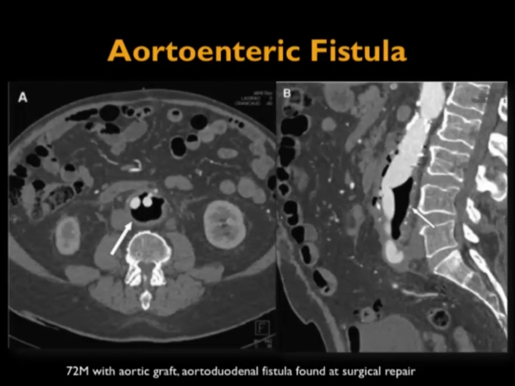Here's another example of a patient. You can see the patient has a graft in place. You can see there's some air around the graft. You can see it a little better here. And this patient had an aortoenteric fistula. They're not uncommon, but they have a high morbidity and mortality.